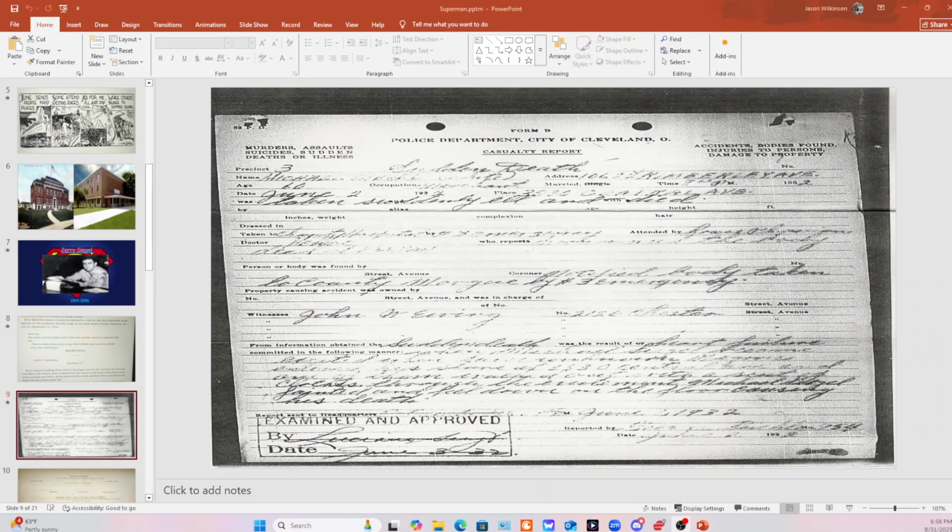If I bring my picture down, you can see the coroner report right here. You can find that coroner report online as well. In fact, I got that picture from online.